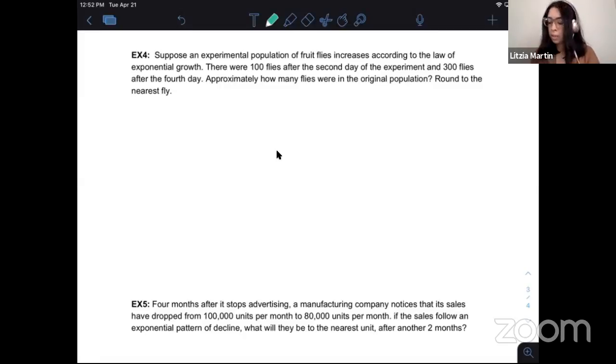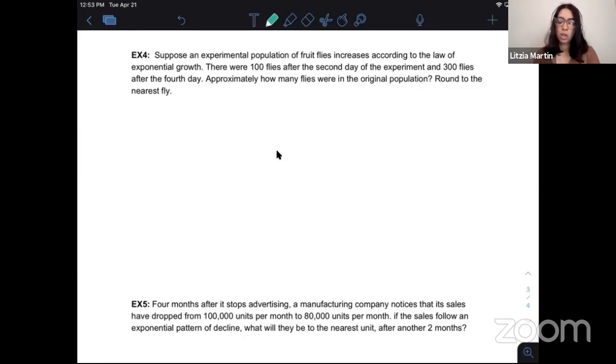So suppose an experimental population of fruit flies increases according to the law of exponential growth. There were 100 flies after the second day of the experiment and 300 flies after the fourth day. Approximately how many flies were in the original population? We're going to round to the nearest fly.